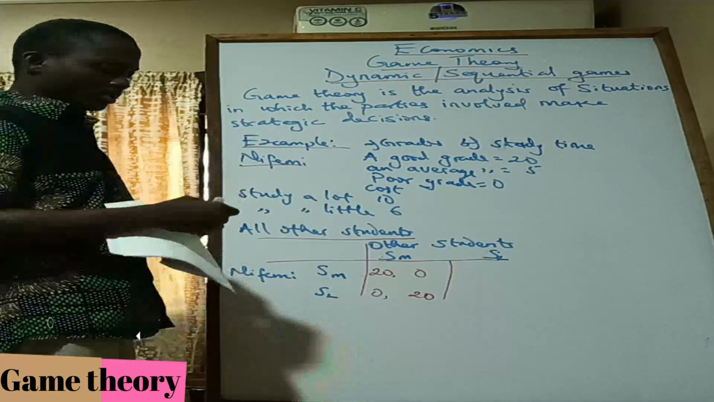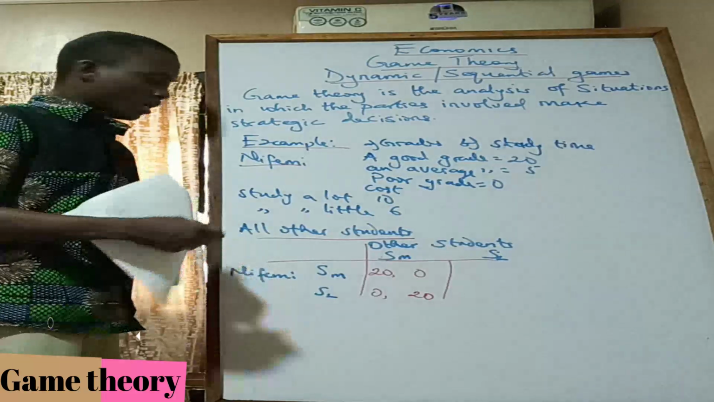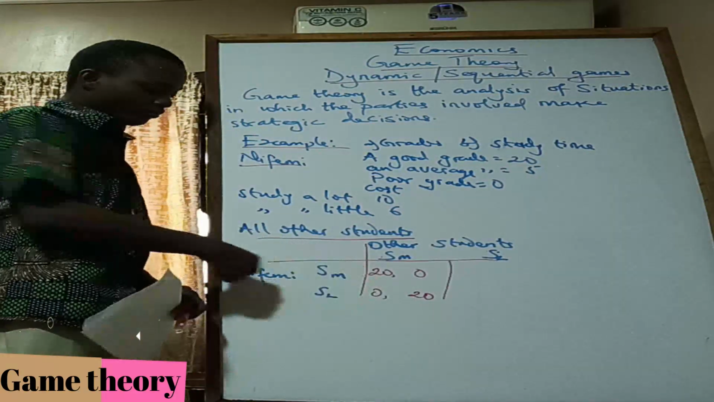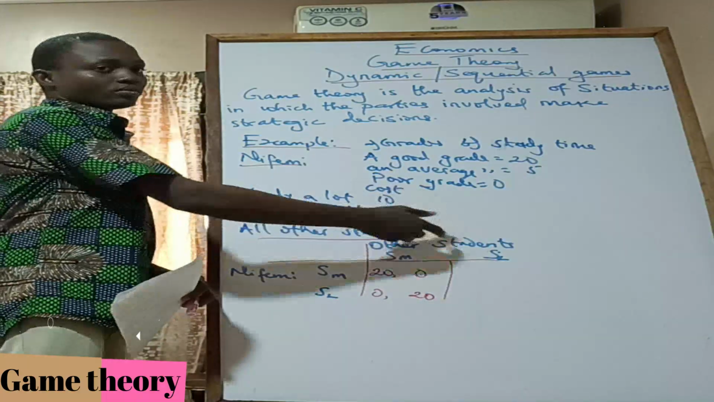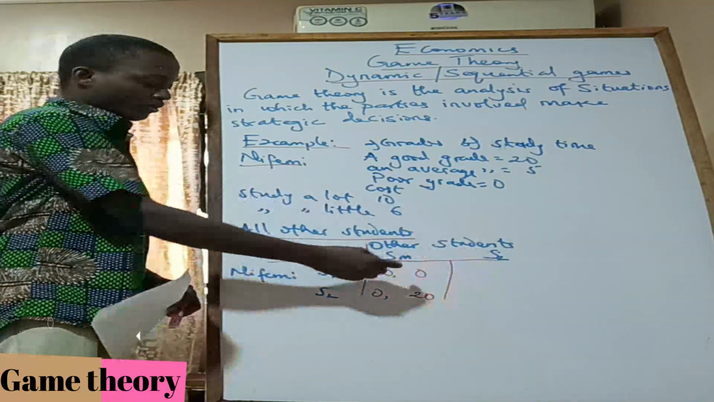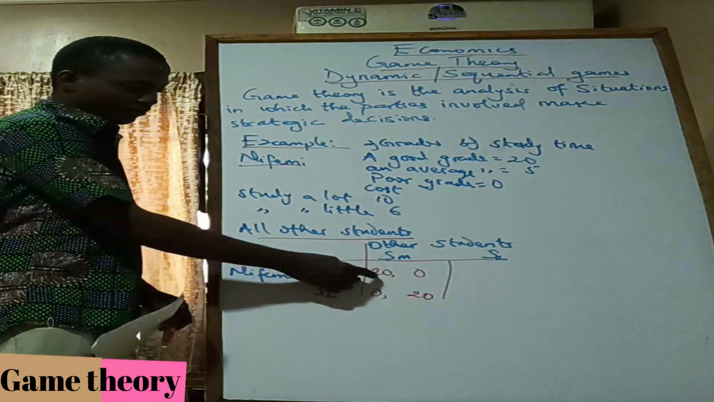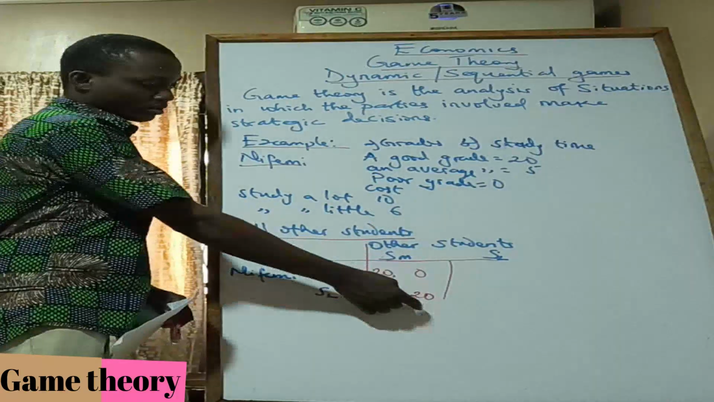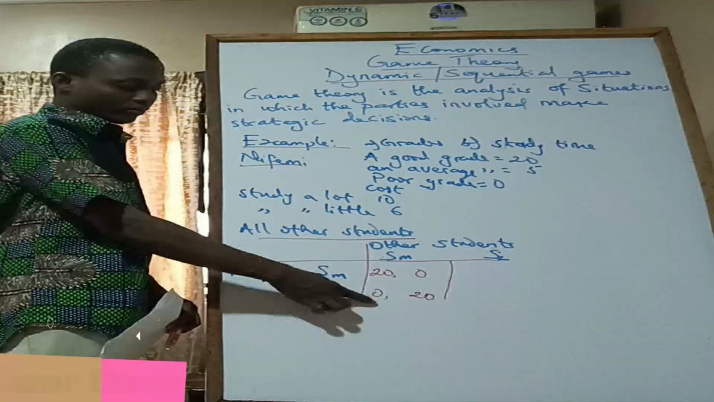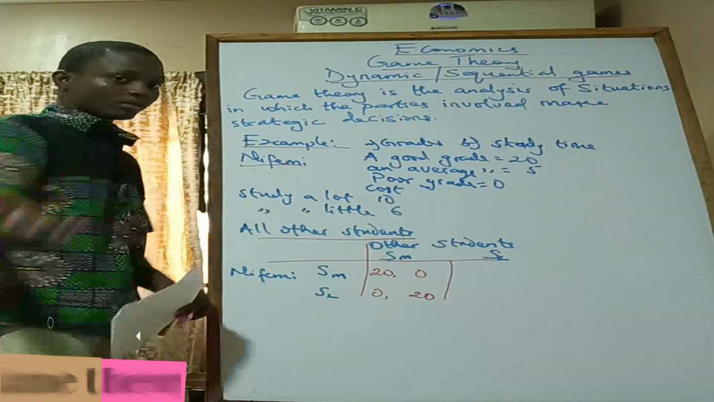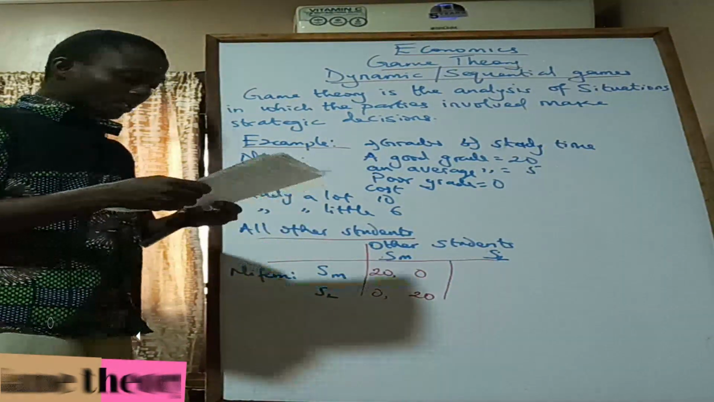So how are we doing this? I don't think this will be a problem at this stage. The first payoff is that of whoever is on this side, and then the second payoff is that of whoever is on this side here. So the first payoff is for Nifemi. So this is Nifemi, and other students. That's how it works. Whoever is on this side takes the first payoff, so you get what I'm trying to say.